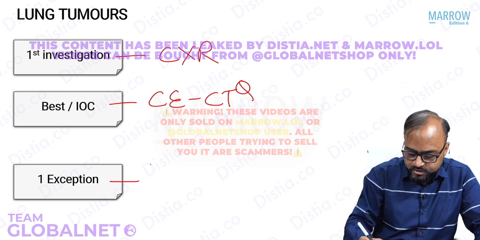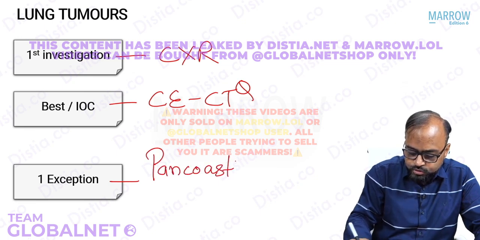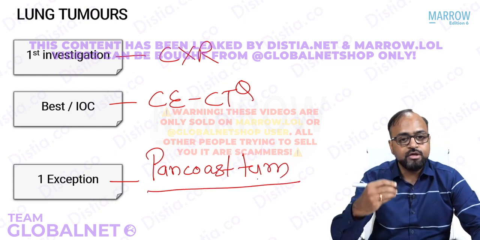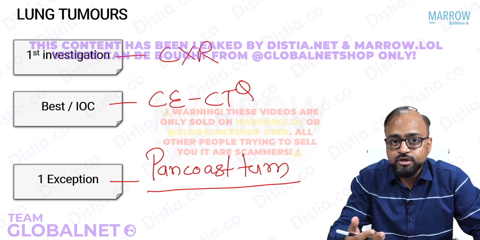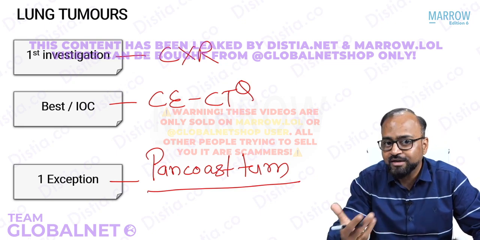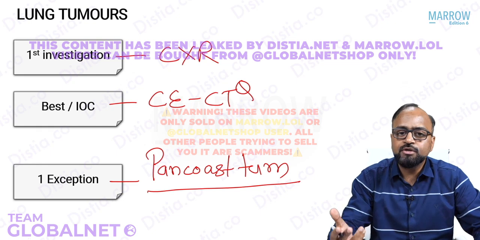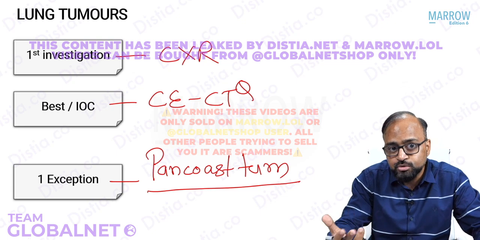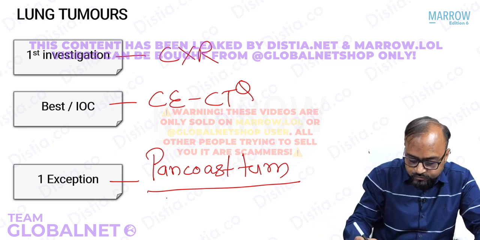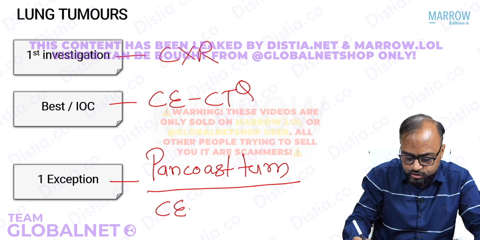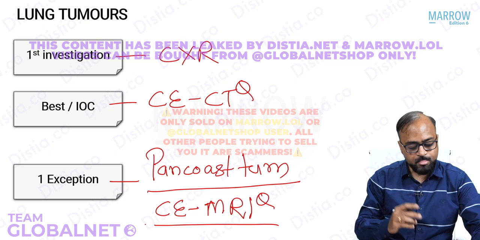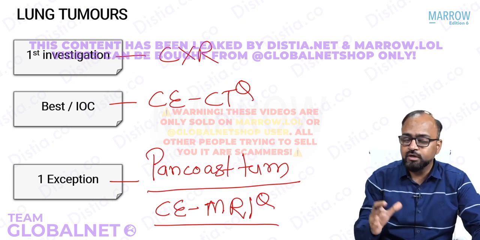That exception is basically a lung tumor called Pancoast tumor. Because for Pancoast tumor, there is neural invasion into the cervical sympathetic ganglia, into the brachial plexus nerve roots. And which modality, CT or MR, has a better soft tissue contrast resolution? Which modality can better show us neural invasion? It is of course MRI. And therefore for Pancoast tumor, the investigation of choice is contrast enhanced MRI.